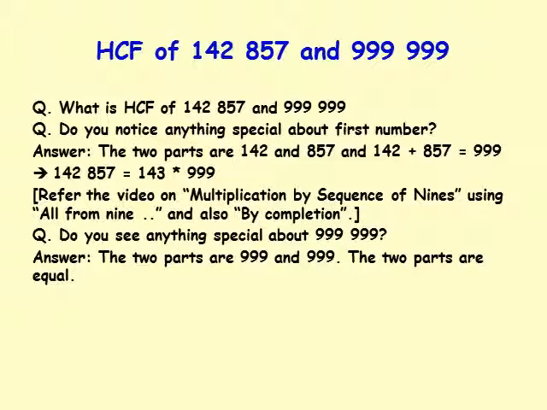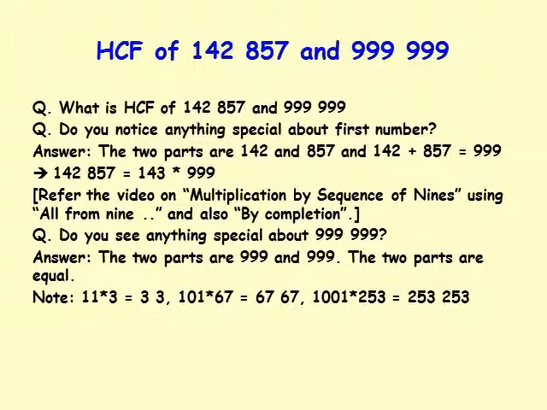Let's continue. Here is one of the methods we will explore. Notice that when we multiply 1 by 3, I get two parts equal, 3 and 3. So there are two ones and no 0 here. Then we get two ones guarding a single 0, two ones guarding a single 0, and here two ones guarding two 0s. Let's continue here. 101 times 67 is 67, 67.